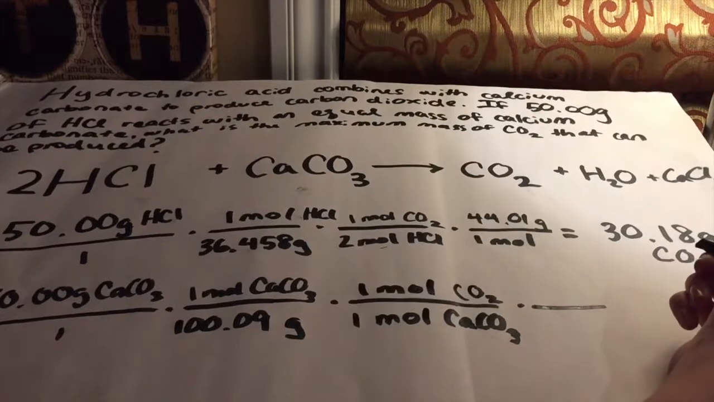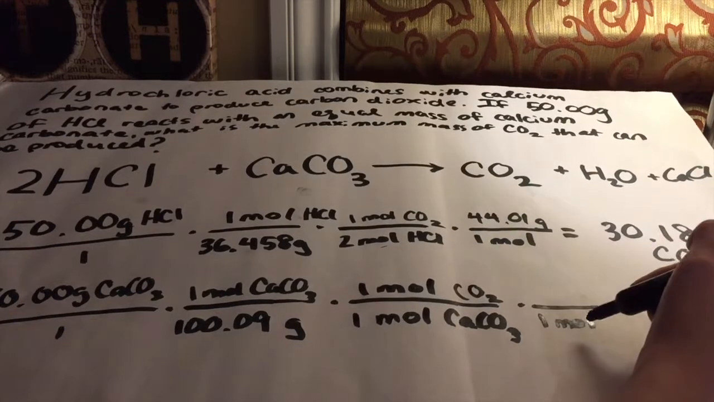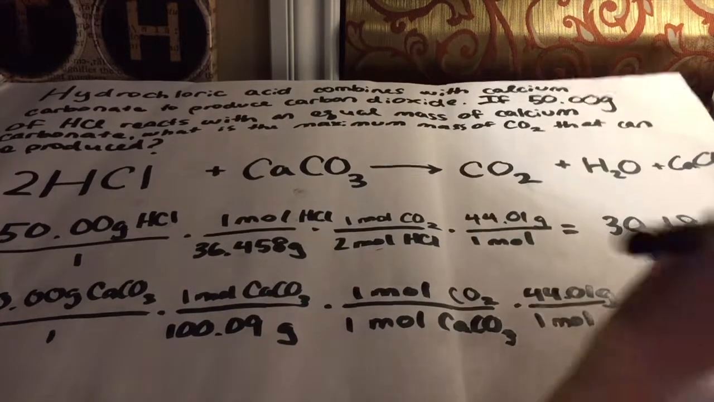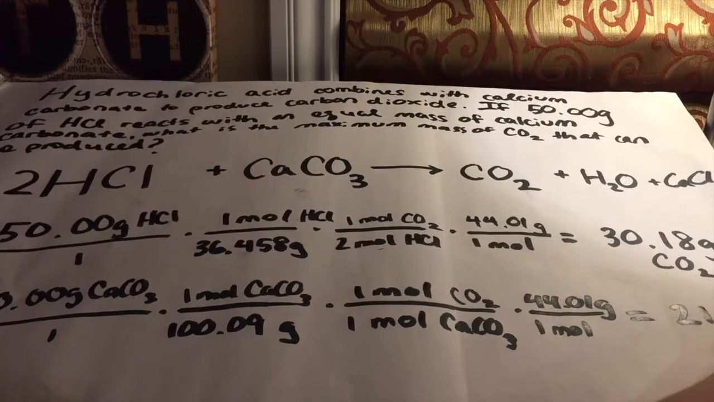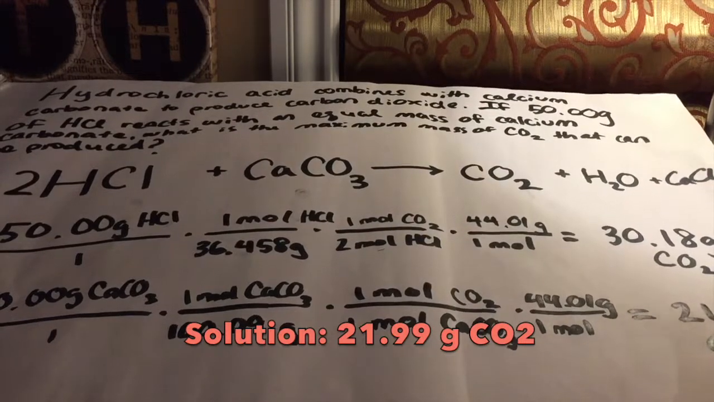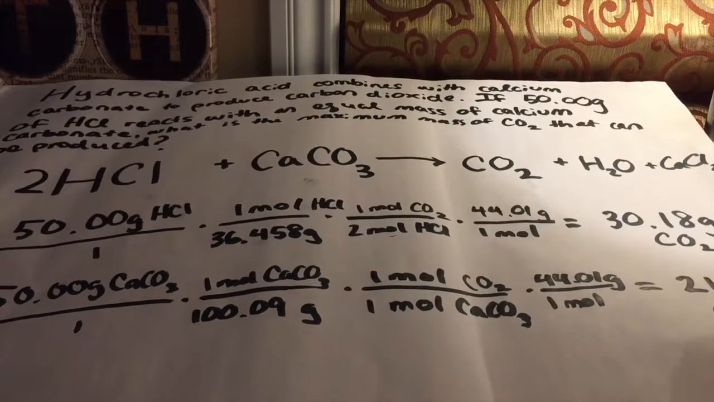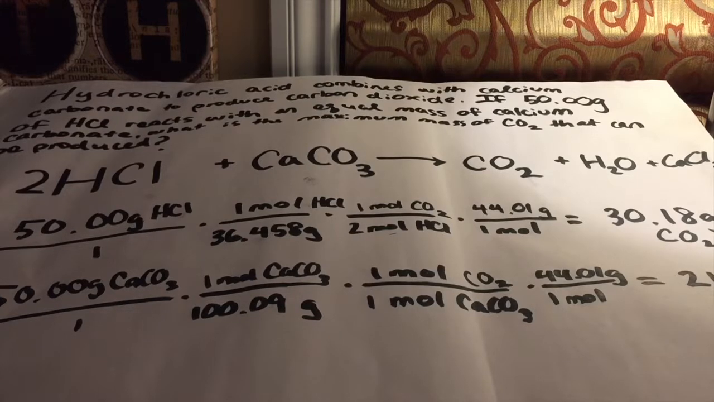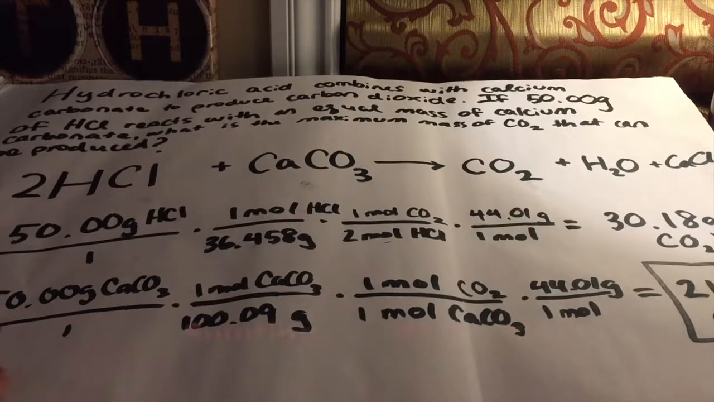Now our final step is we want to get into grams of CO2, so we use our molar mass. For 1 mole of CO2, we have 44.01 grams. When you multiply across and then divide, we get an answer of 21.99 grams CO2. The answer that we are going to take is the lower answer because, as we can see, calcium carbonate is our limiting reactant, since a lower amount of carbon dioxide is produced through the calcium carbonate. So in this reaction, the maximum, or theoretical yield, of CO2 is going to be 21.99 grams.